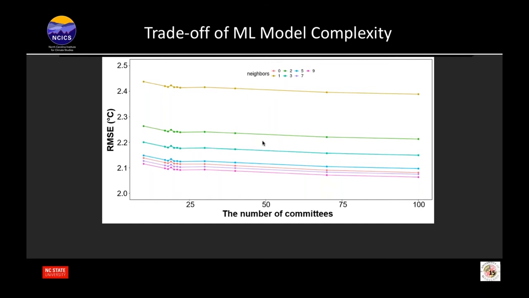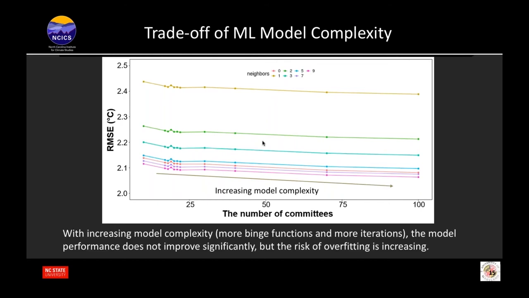Another one is the overfitting issue that people are always talking about with machine learning models. The red dots here represent the model performance in the training process, and the blue dots represent the cross-validation set. When we look at the model training, you see quite stable performance across different sets.